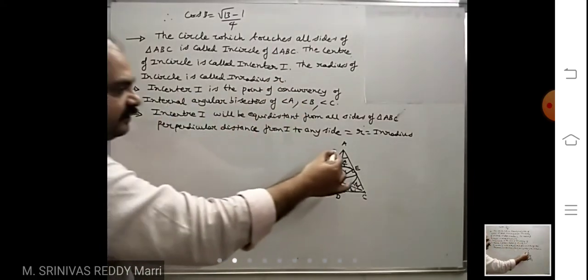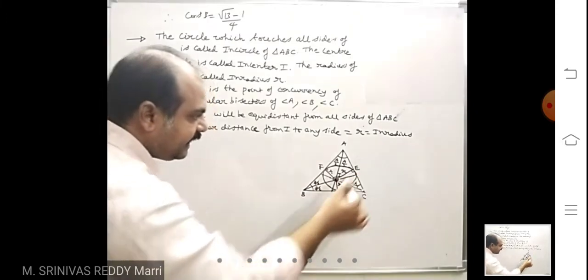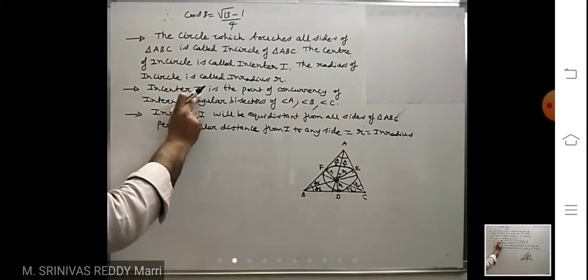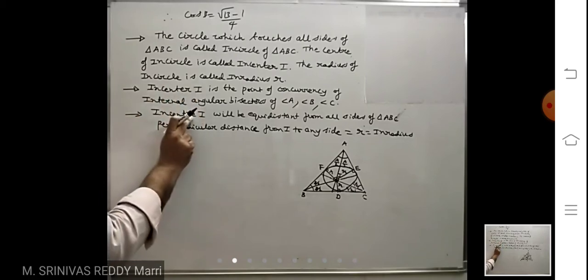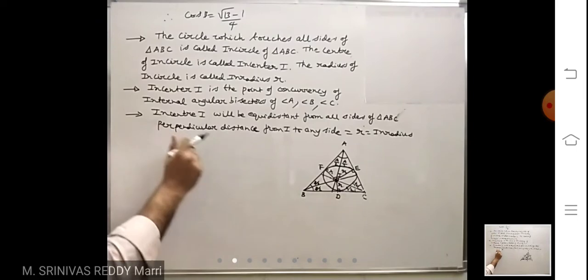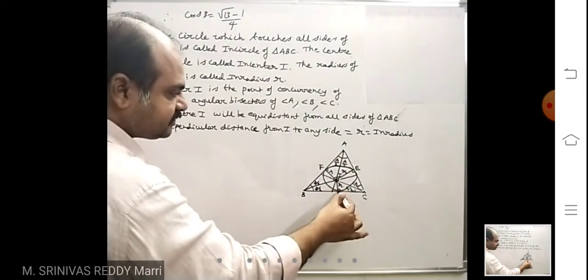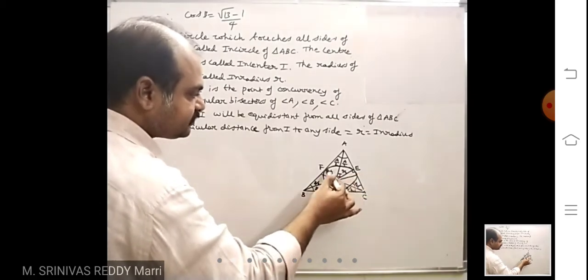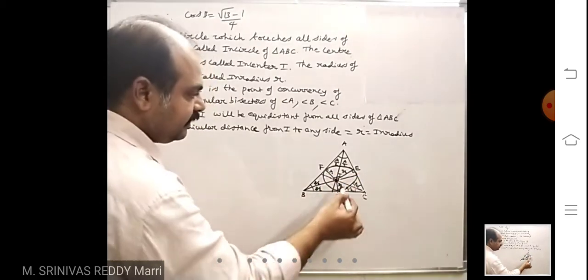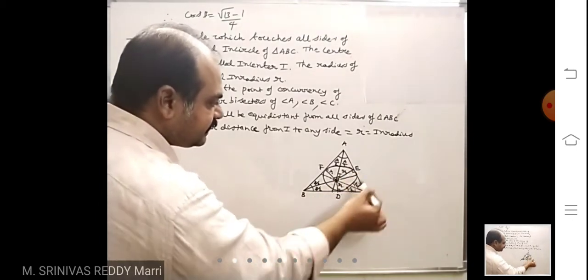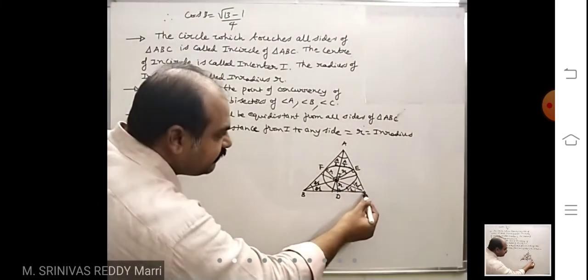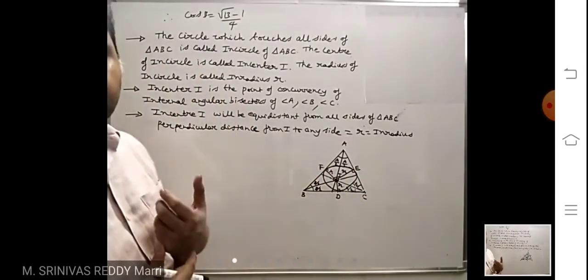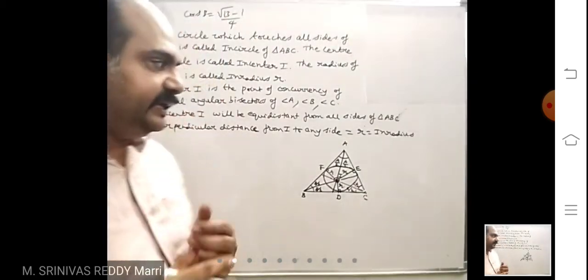Now, if we draw angular bisectors of angle A, angle B, angle C, they will meet at a point. That point is called I. This incenter I will be equidistant from all the sides. That means the perpendicular distance from I to the side BC, to the side CA, and to the side AB, all will be equal to r only. That is the radius of the circle. Previously we discussed the circle which passes through all the vertices. The radius of that circle is capital R, the circumradius.